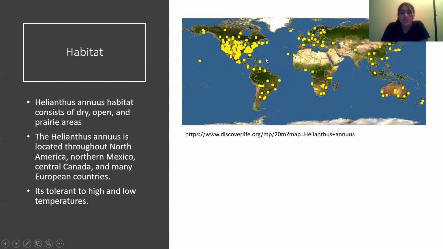Here we have a map, and we can see where they live in North America. That's where long ago they were discovered in North America. And as we see, they spread out starting in South America, Africa, and European countries, even in Australia. So there's a variety of Helianthus annuus all over the world, so you can find them anywhere.